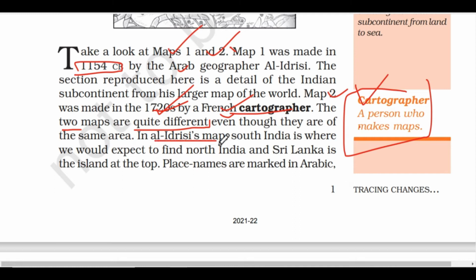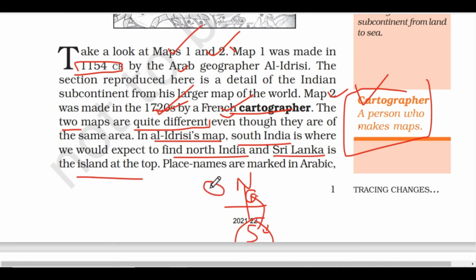And the first difference is that in Al-Idrisi's map, South India is where we would expect to find North India. So this is South and this is North, and basically South India is located in the North, because South India should be located in the South direction, but it is in the North. And Sri Lanka is the island at the top, which is another difference.